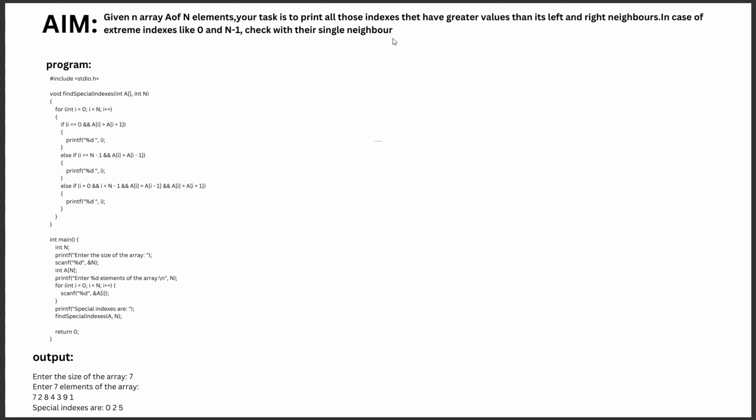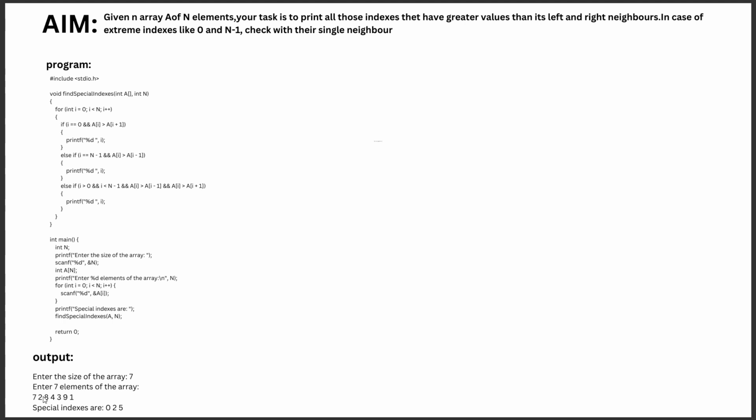First, coming to the aim, you have to understand what they asked. Suppose we take an example. Here is the array given by the user. Suppose we take index number 0. If the element at index 0 is greater than its neighbor element, we have to print it. Here index 0 is 7, which is greater than 2, so the case is satisfied.